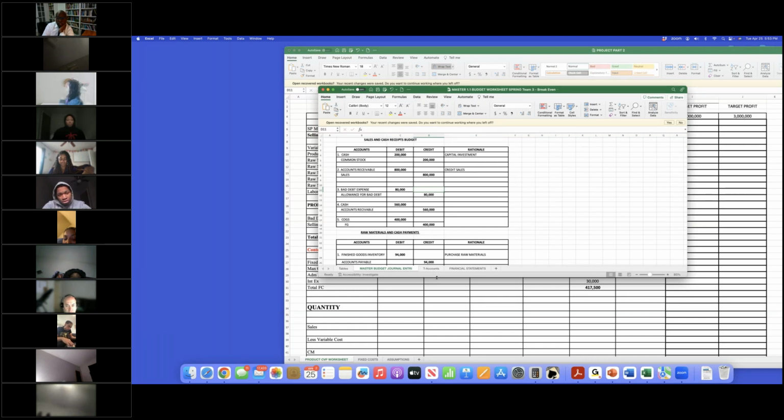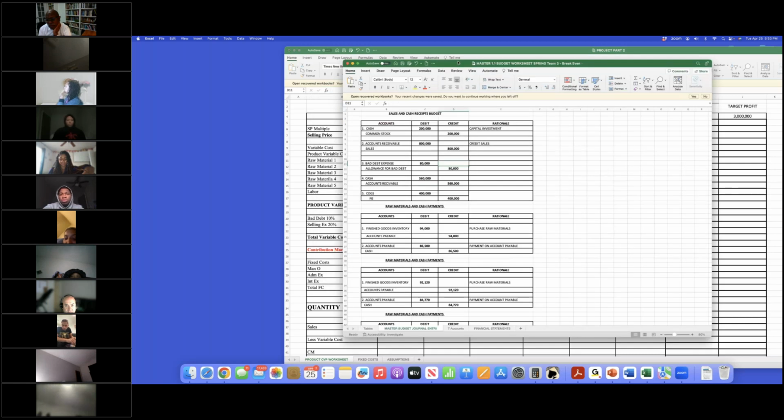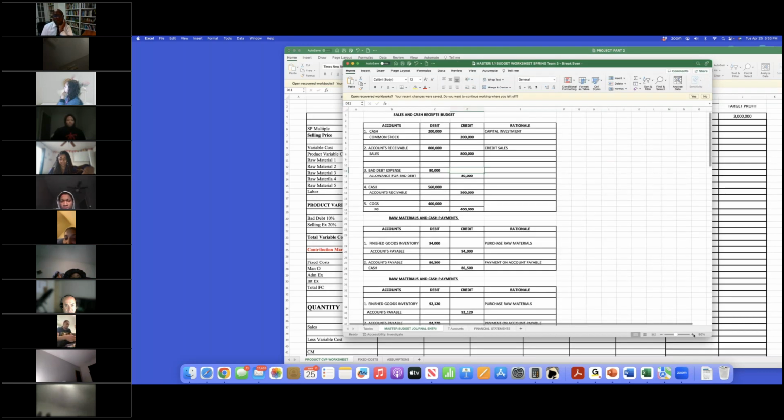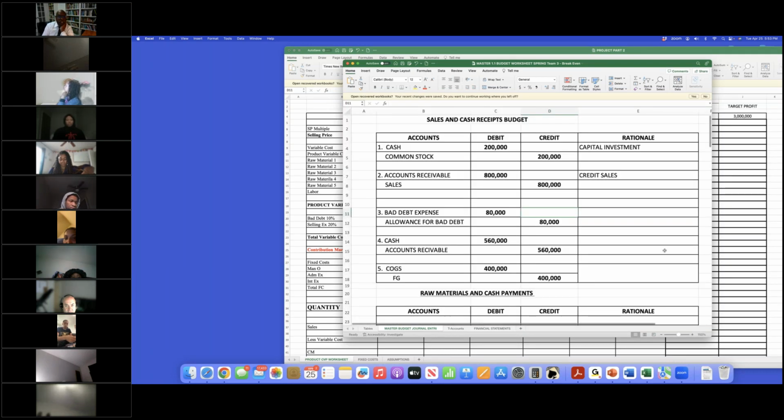Can everybody see the journal entry? Let's see if I can expand this. So the first journal entry everybody should have made, we debited cash and credited common stock for 200,000. Everybody got that right? Then we debit accounts receivable and credit sales.